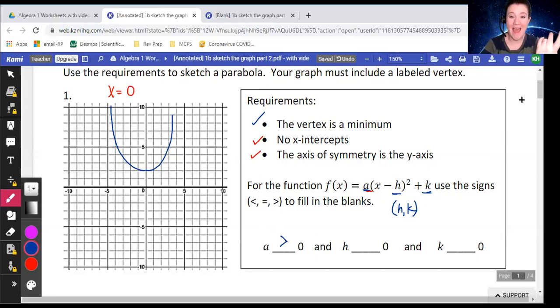So happy, positive. My children right now, not so happy and positive. Happy, positive, frown, negative, right? So it has to be greater than 0.